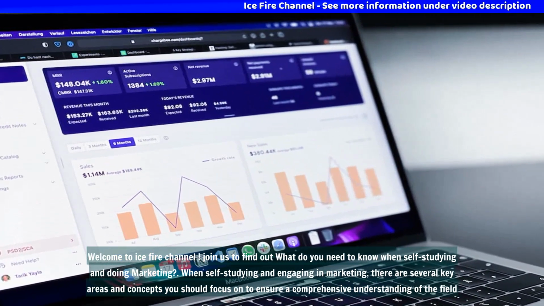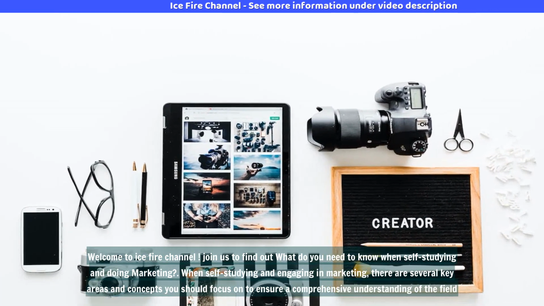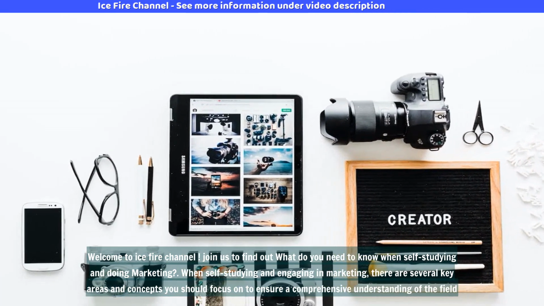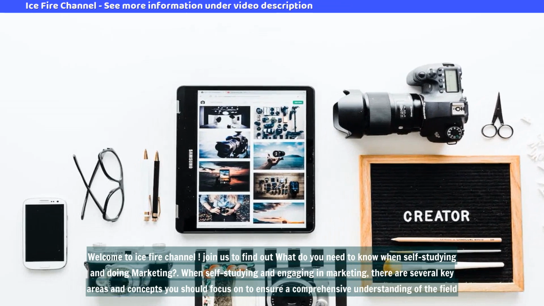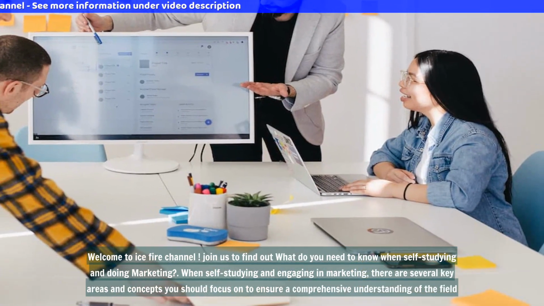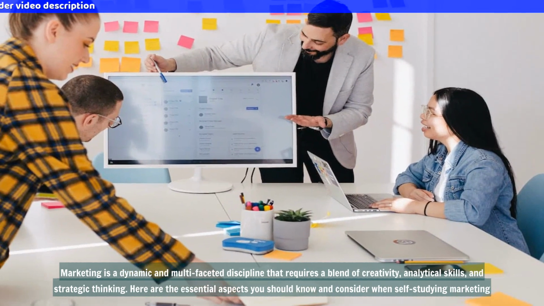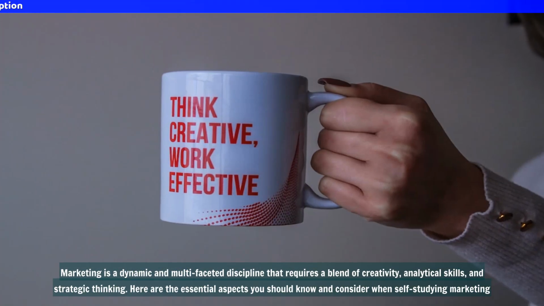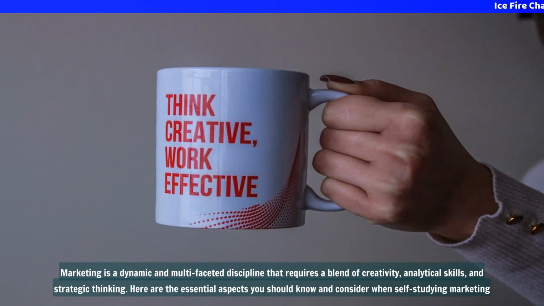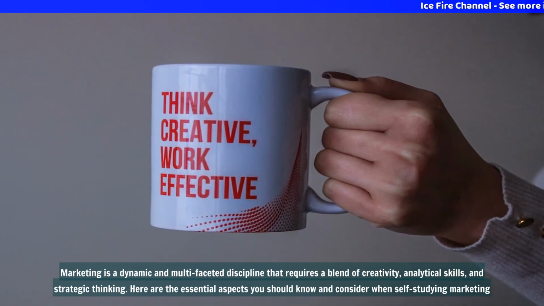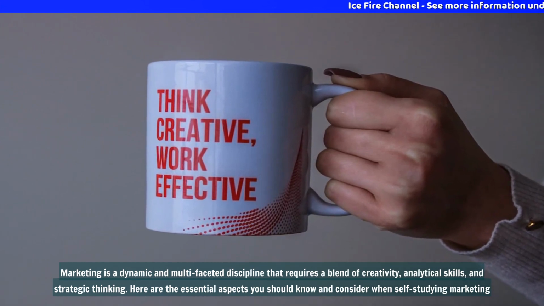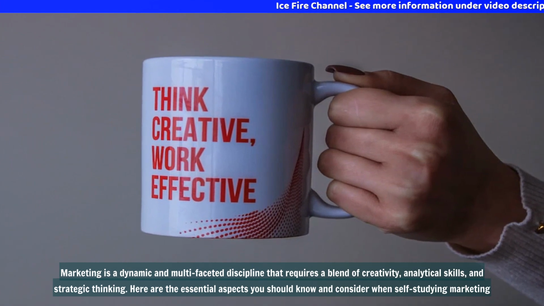When self-studying and engaging in marketing, there are several key areas and concepts you should focus on to ensure a comprehensive understanding of the field. Marketing is a dynamic and multifaceted discipline that requires a blend of creativity, analytical skills, and strategic thinking. Here are the essential aspects you should know and consider when self-studying marketing.